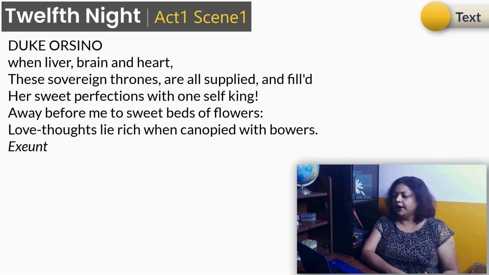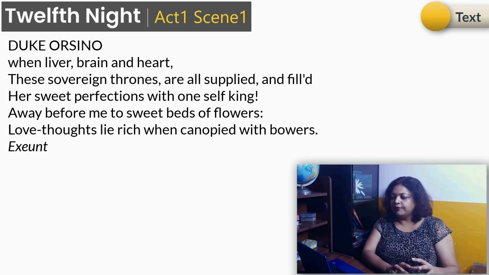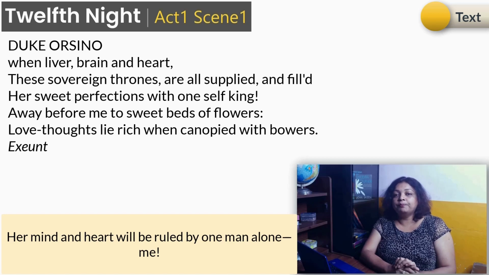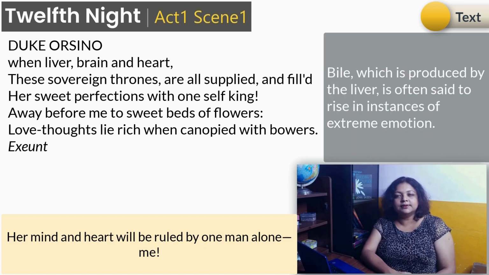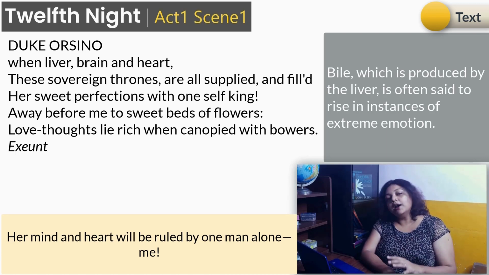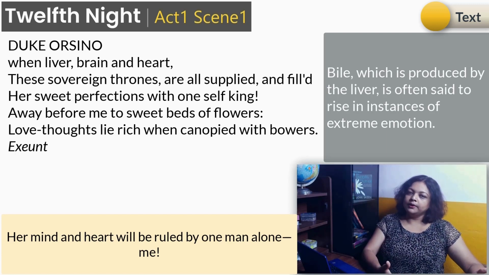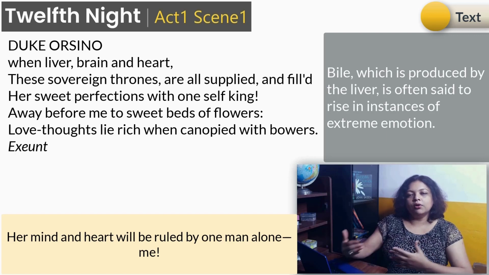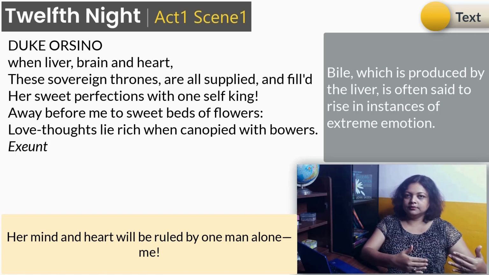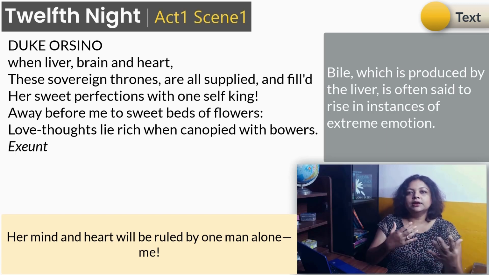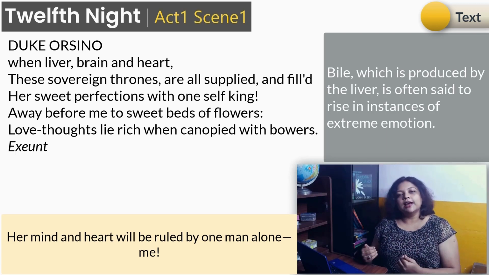When liver, brain and heart, these sovereign thrones, it was believed that the liver was the site of passion, sexual urges, desires. Brain is of course the site of intellect, and heart is the site of emotion. So when a person falls in love with someone, usually all these three are involved. There is physical desire, there is an intellectual connection and an emotional attachment.